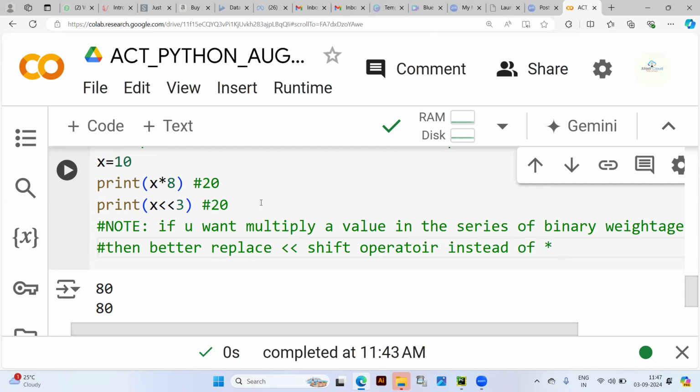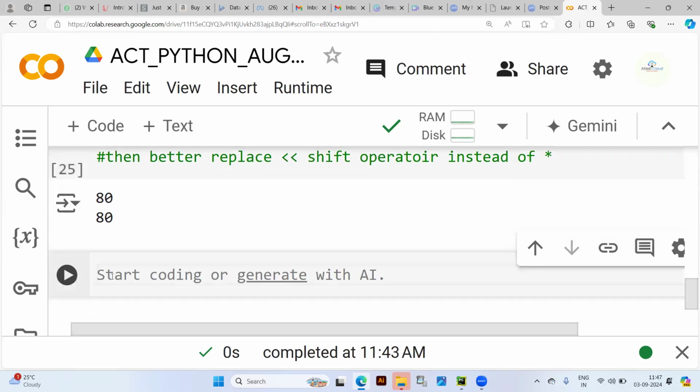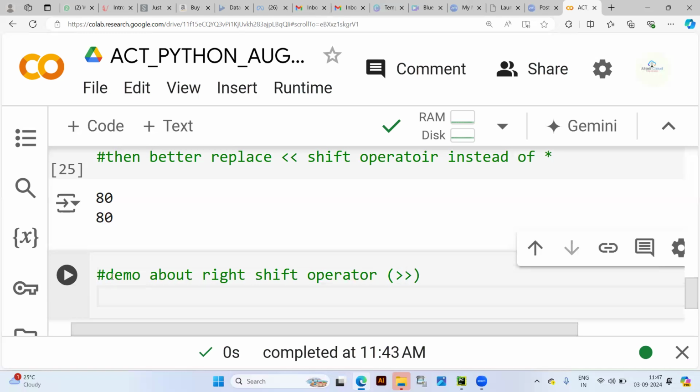Are you clear? Great. Now, there is another operator, let's talk about right shift, right, which is this operator. This operator is an alternate to the division operator.